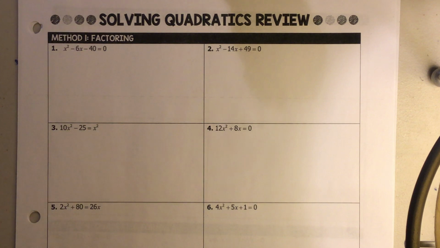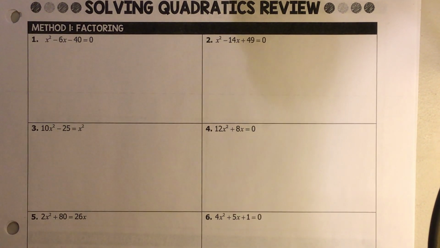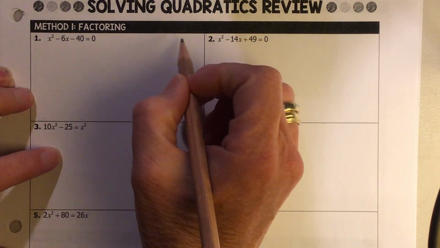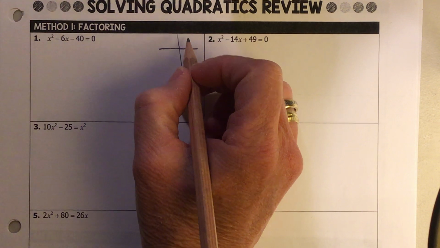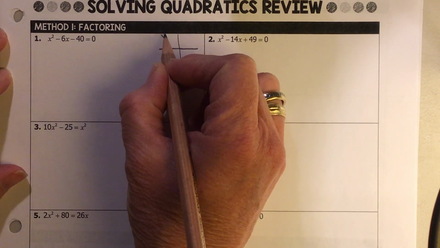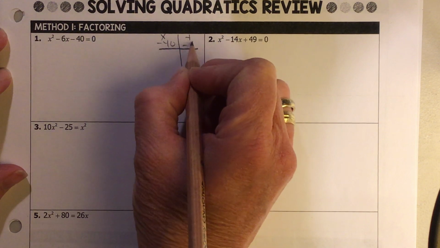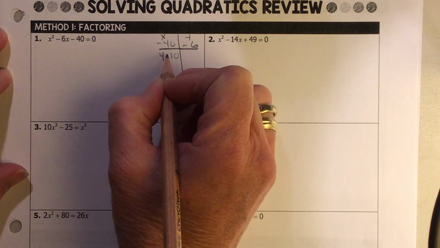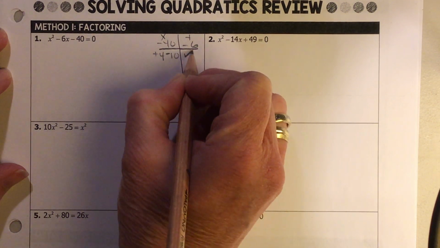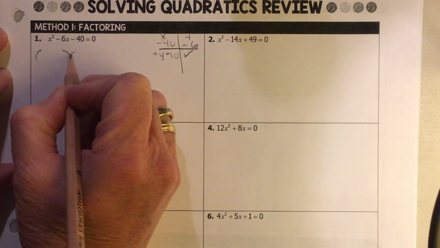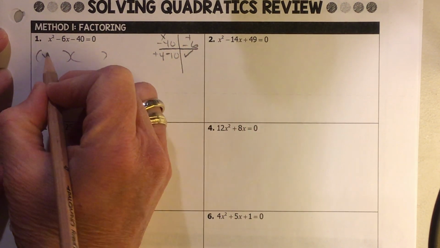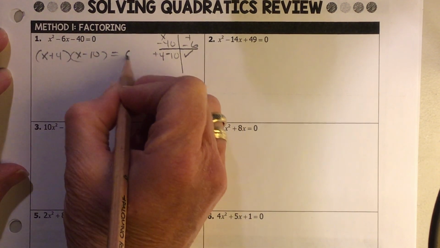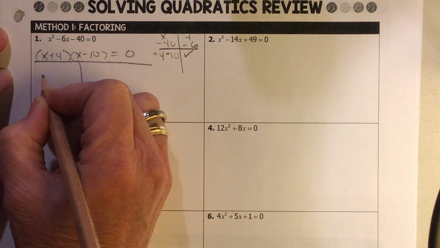Okay, so here we go. So for number 1, if I look at that, it looks like I have a basic trinomial. So I am going to do the product sum game. And I'm going to multiply to negative 40, combine to negative 6. I think that I have 4 and 10. I try to get to a negative 6, so I want negative 10 to win. So those should be my 2 factors. As soon as you get your 2 factors in the product sum game, make sure you put them in the 2 binomials. And then you're going to set that to 0. Draw a line. Set both sides to 0.